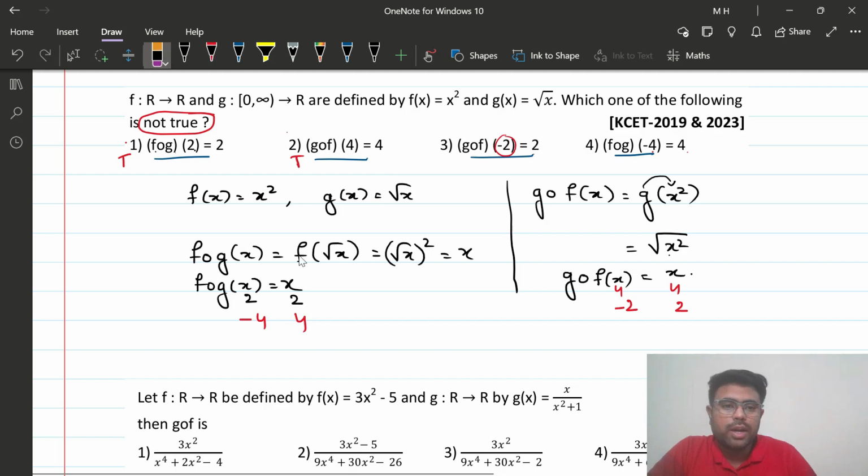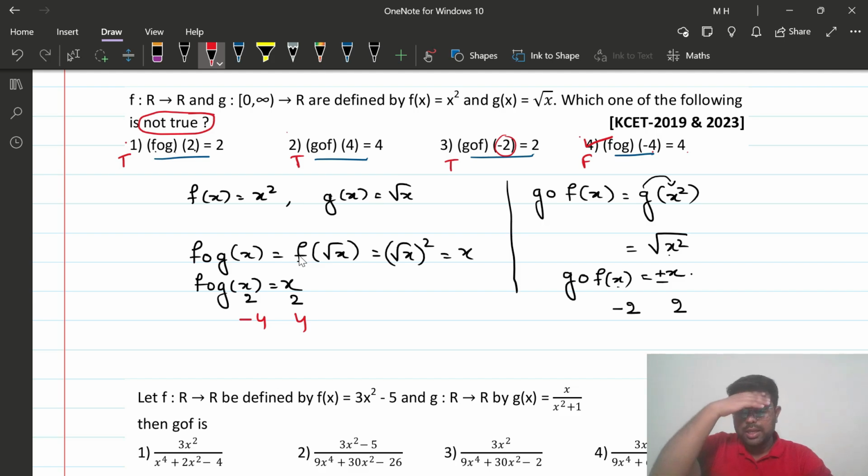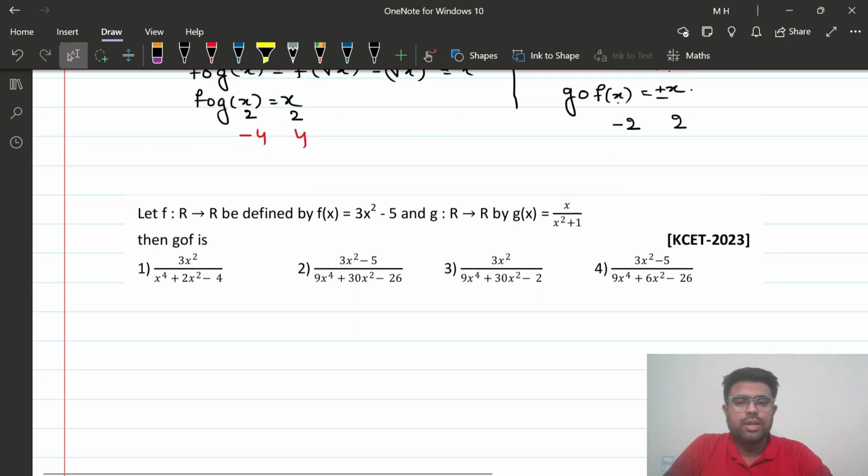Okay, but if while taking the square root I made a mistake here, I can say it is plus or minus, right? So when I put x equal to minus 2 here, it can be 2 also. So this is true, this is true, but this is false. So option 4, that is f of g of minus 4 is equal to 4, is going to be the correct answer. Okay, so this is what we have.